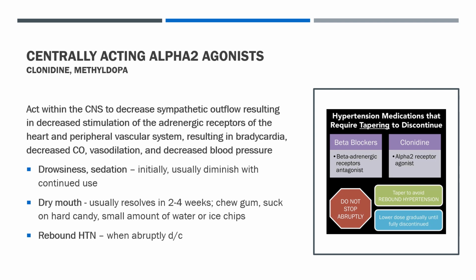Centrally acting alpha-2 agonists such as clonidine and methyldopa. These act in the CNS to decrease sympathetic outflow, resulting in decreased stimulation of the adrenergic receptors of the heart and peripheral vascular system, resulting in bradycardia, decreased cardiac output, vasodilation, and a decreased blood pressure, which is what we're doing it for. These can cause drowsiness and sedation, though. Initially, they usually diminish with continued use.